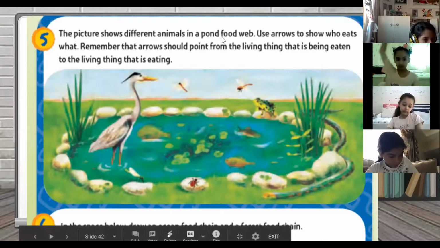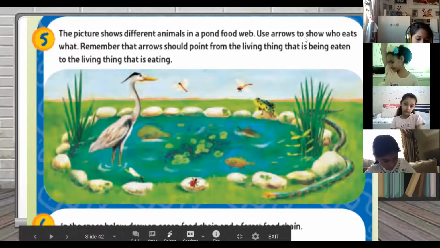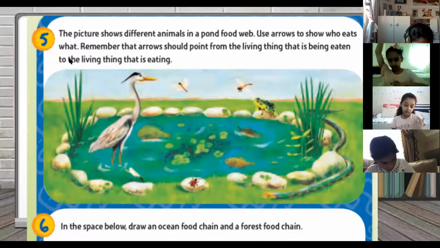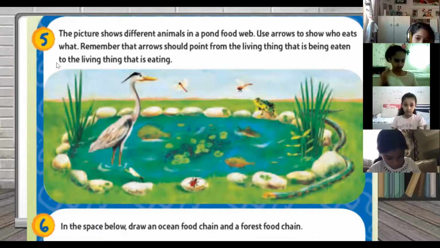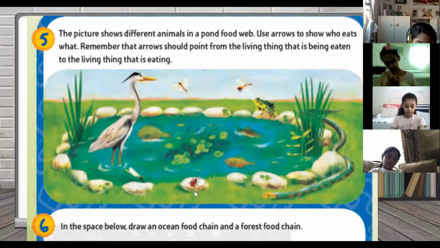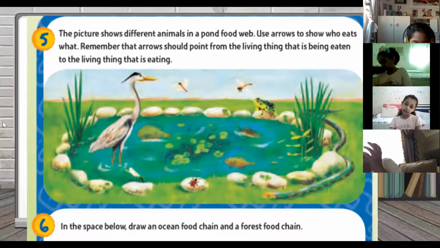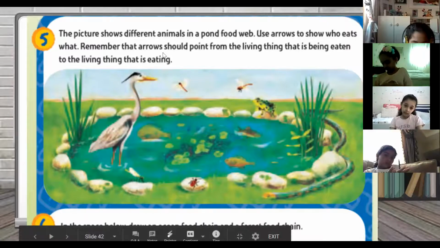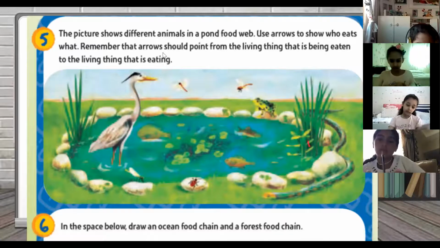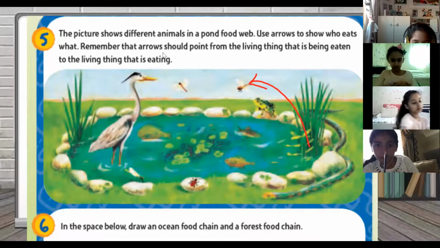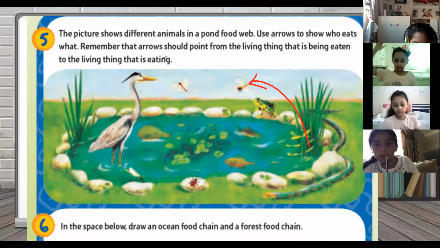Now this picture shows different animals in the pond food web. Use arrows to show who eats what. Remember that arrows should point from the living thing that is being eaten to the living thing that is eating. Now, first of all, we will always start with the plant. Who will eat the plant first of all? The insect. Excellent. Let's draw an arrow.